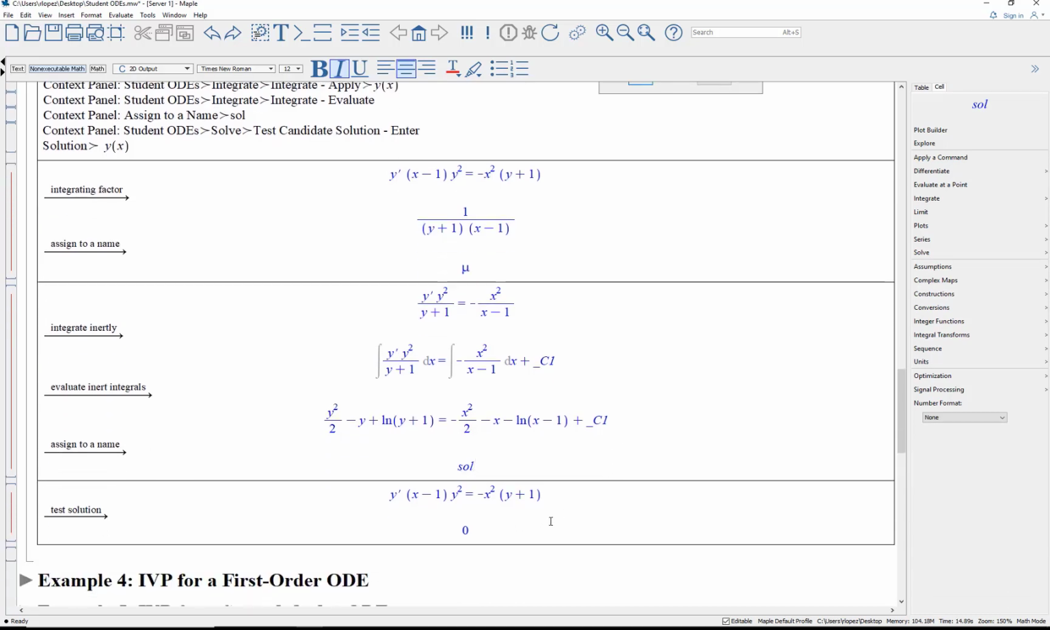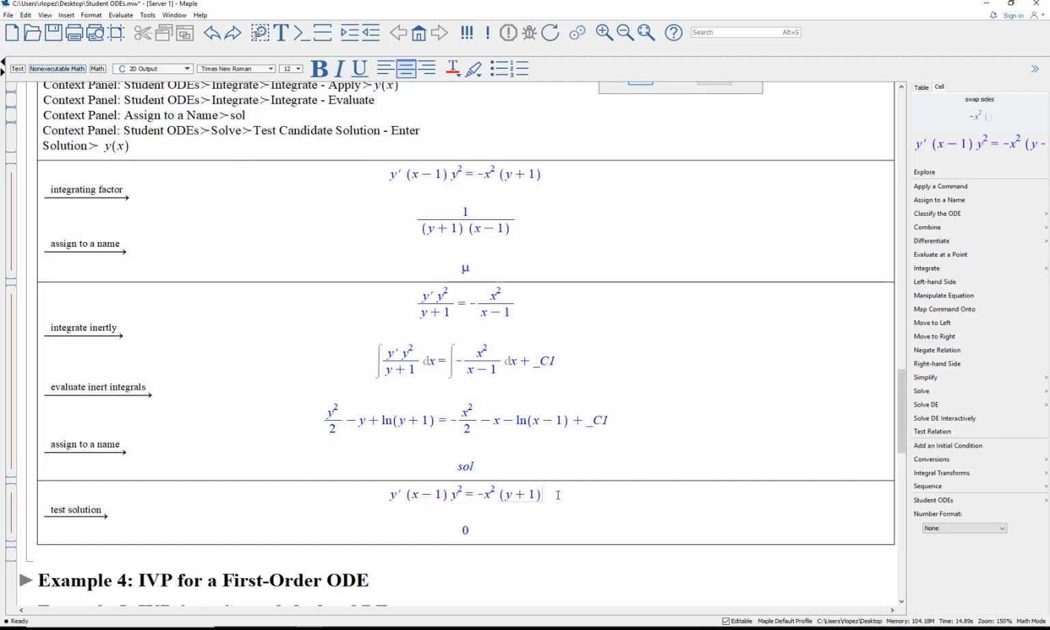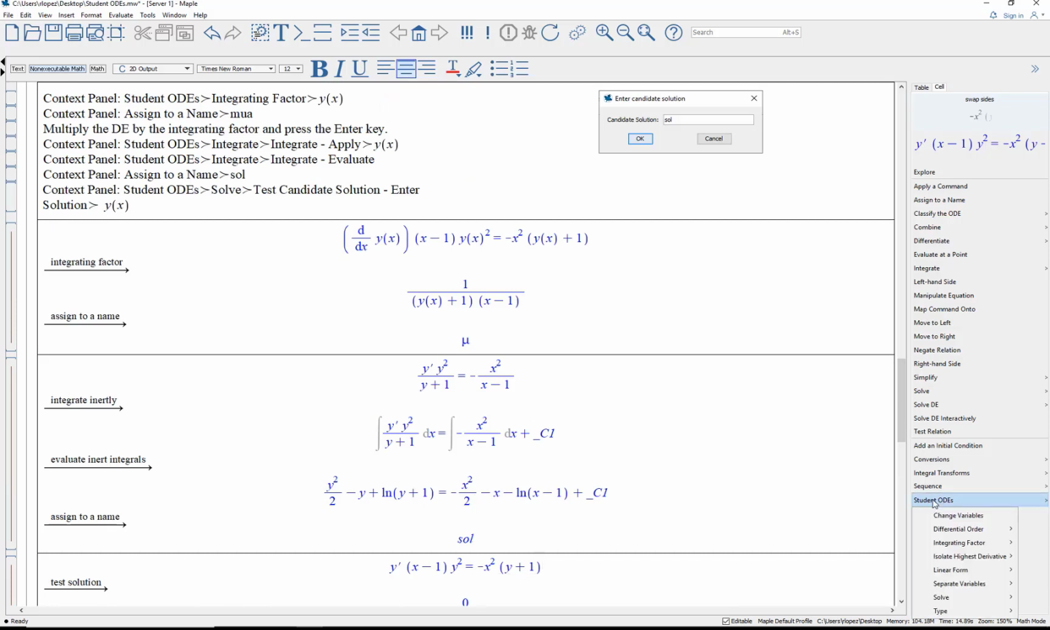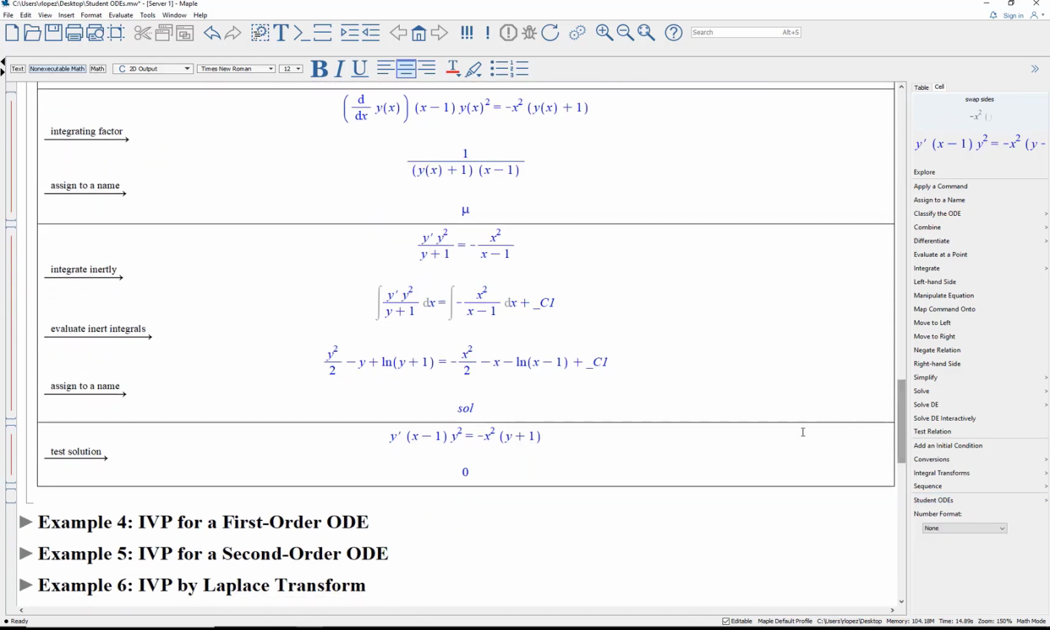And then if you want to test if that solution satisfies this differential equation, Student ODEs, under solve, you have that test option. You get this pop-up. You type the name of your candidate solution, and you get back an indication that this is indeed a solution.